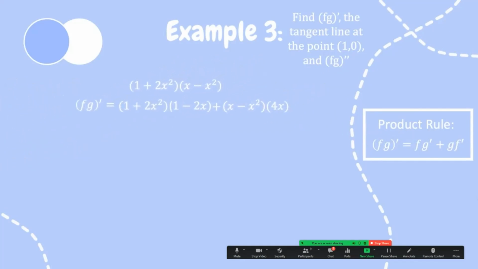Okay, now we can multiply all of that out. So that becomes 1 minus 2x plus 2x squared minus 4x to the third plus 4x squared minus 4x to the third. Okay, then you can combine like terms. So that becomes 1 minus 2x plus 6x squared minus 8x to the third.